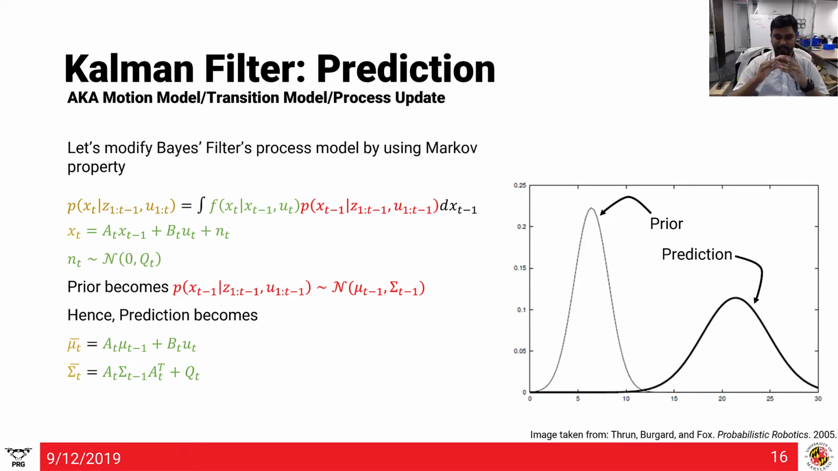Observe one thing: the prediction covariance has increased because the spread of the prediction has increased. The covariance has increased because we are not perfect in our prediction, right? So this is always going to happen. If you only keep predicting, this will basically die down, and at infinite time this is just going to become a uniform distribution, right? So let's move on now.